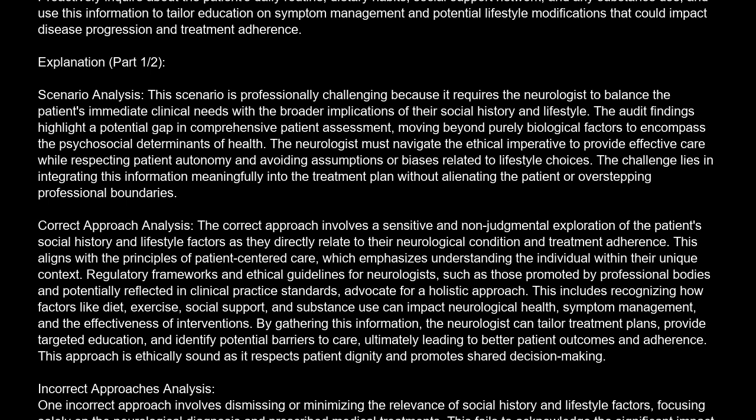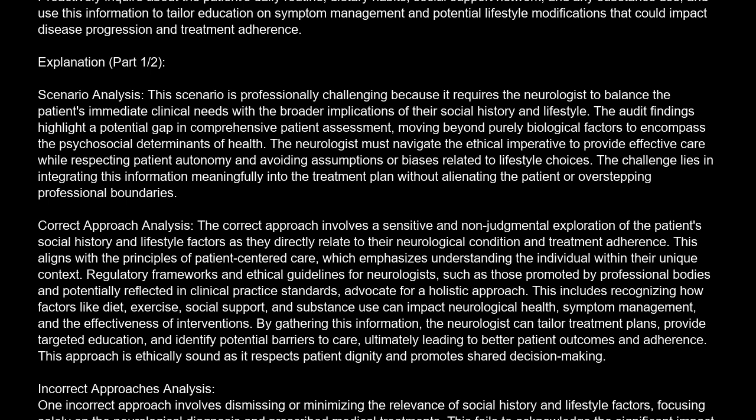Explanation. Scenario analysis. This scenario is professionally challenging because it requires the neurologist to balance the patient's immediate clinical needs with the broader implications of their social history and lifestyle. The audit findings highlight a potential gap in comprehensive patient assessment, moving beyond purely biological factors to encompass the psychosocial determinants of health. The neurologist must navigate the ethical imperative to provide effective care, while respecting patient autonomy and avoiding assumptions or biases related to lifestyle choices. The challenge lies in integrating this information meaningfully into the treatment plan without alienating the patient or overstepping professional boundaries.